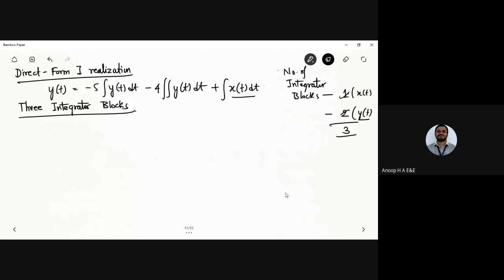So in order to realize these 3 integrator blocks, what do I do? I create the input as x of t. Okay, so what do I do here? I create an integrator as integrator block 1.